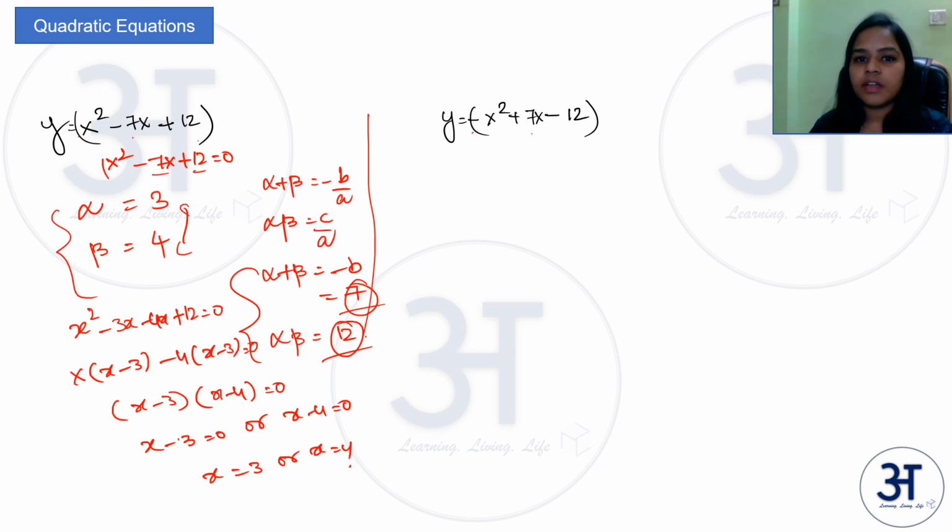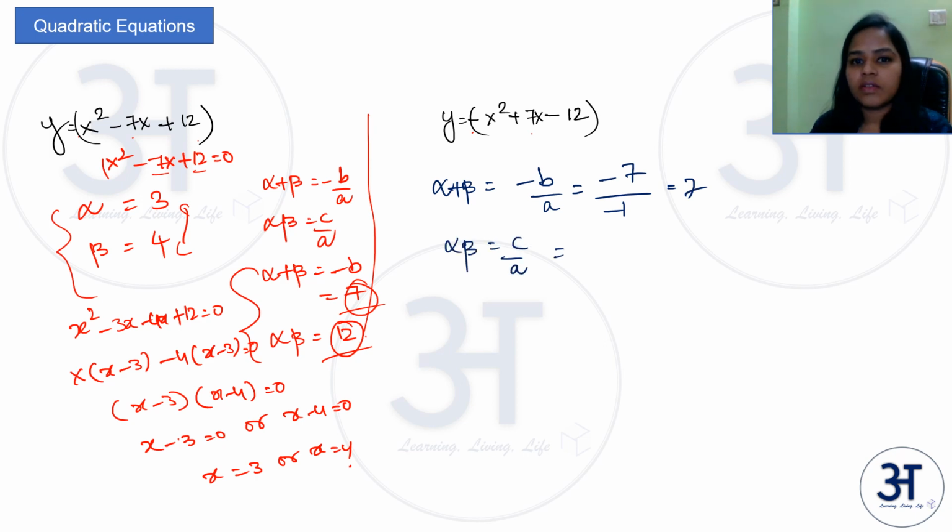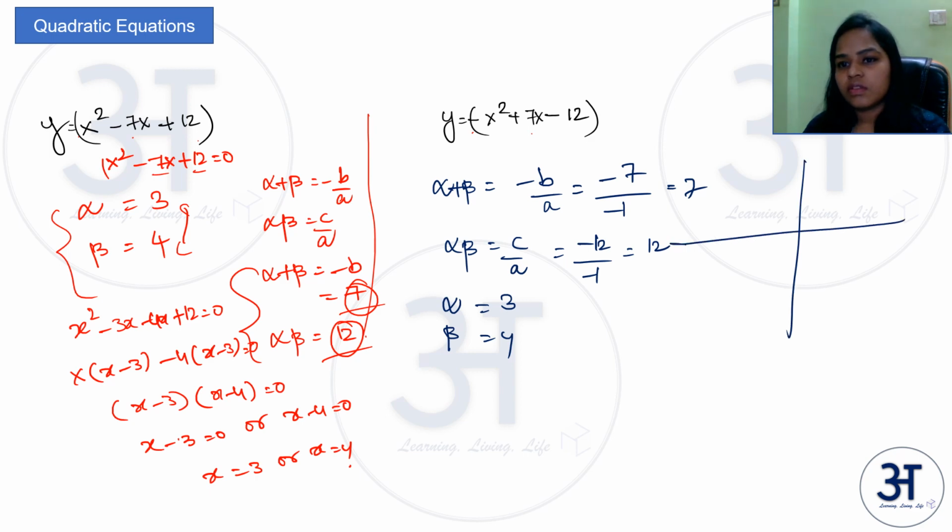For this, again, alpha plus beta equal to minus b by a equal to minus 7 by minus 1 equal to 7. Alpha beta equal to c by a equal to minus 12 by minus 1 equal to 12. So surprisingly, here also alpha and beta you have 3 and 4. So for both of these parabolas, this x-axis and this y-axis, the roots are 3 and 4.